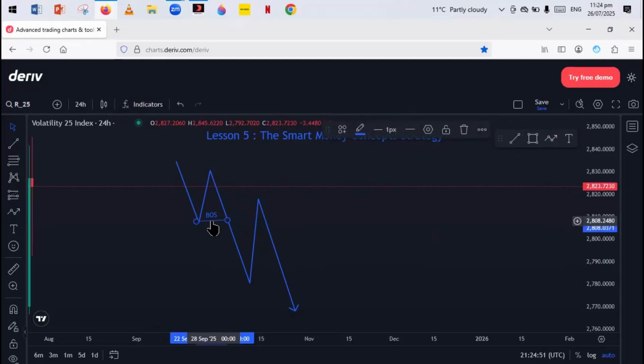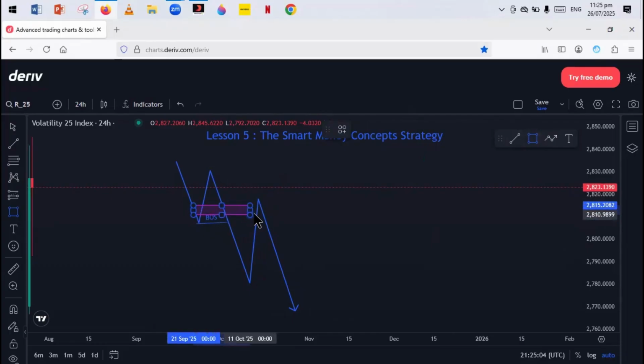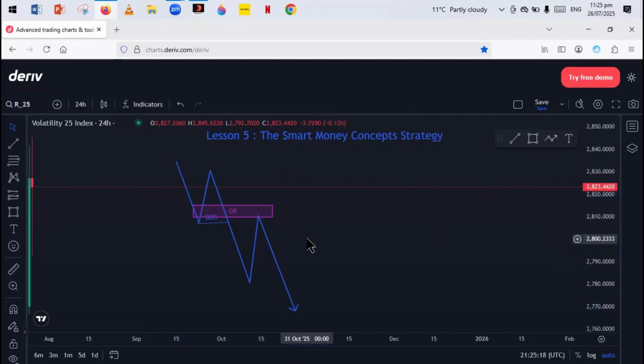And then what happens when price breaks structure? Price will always go back to tap into the origin or order block which caused this break of structure. OB is short for order block. So that is how price moves. In a downtrend, price will break structure, and then it will always go back to tap into the order block or origin which caused this break of structure.